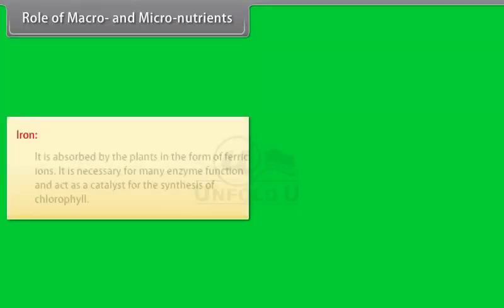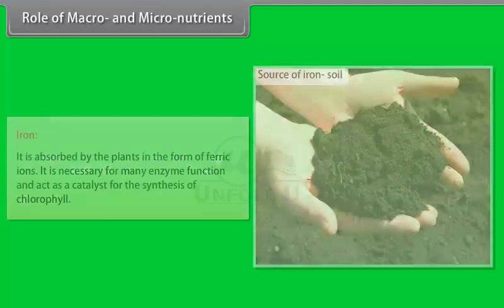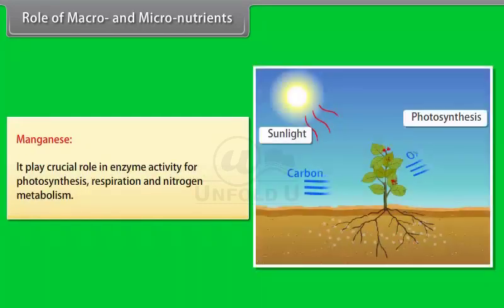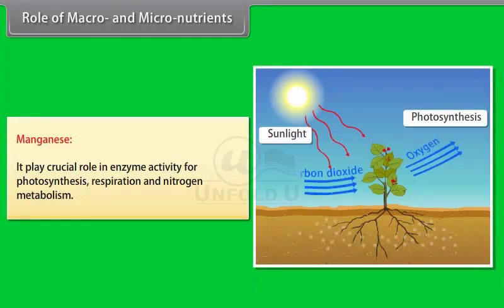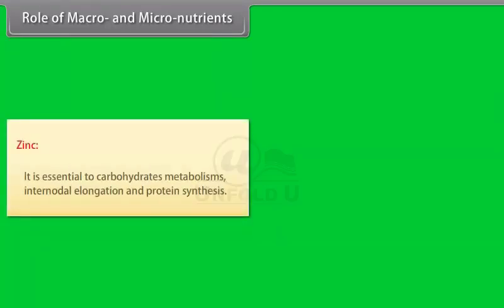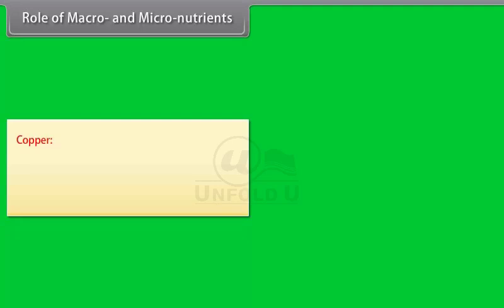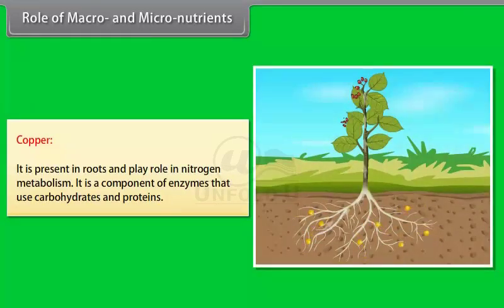Iron. It is absorbed by the plants in the form of ferric ions. It is necessary for many enzyme functions and acts as a catalyst for the synthesis of chlorophyll. Manganese. It plays a crucial role in enzyme activity for photosynthesis, respiration and nitrogen metabolism. Zinc. It is essential to carbohydrate metabolism, internodal elongation and protein synthesis. Copper. It is present in roots and plays a role in nitrogen metabolism. It is a component of enzymes that use carbohydrates and proteins.